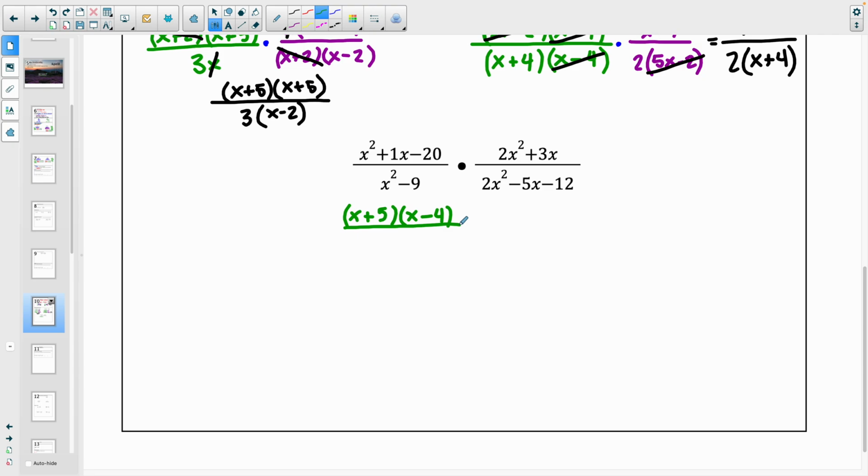Then the denominator is a difference of squares, where one's going to be positive, one's going to be negative. X squared splits up into x and x, and 9 splits up into 3 and 3.